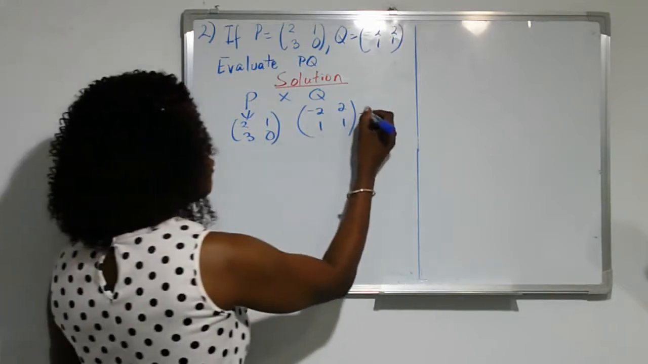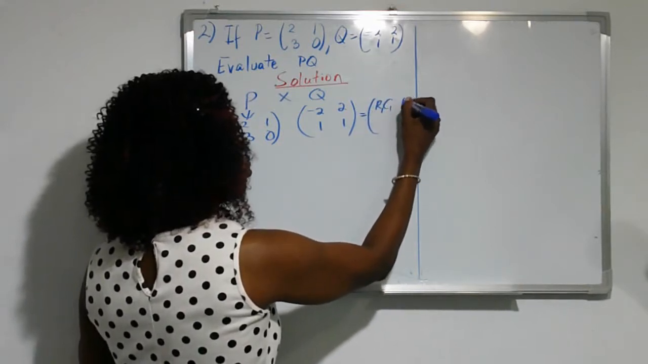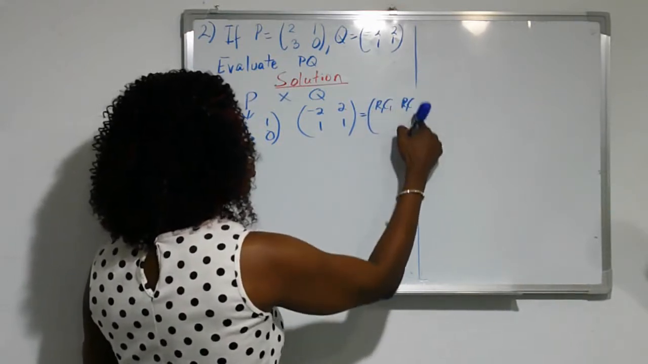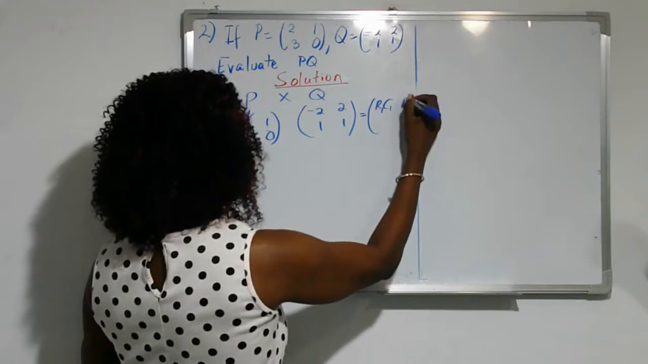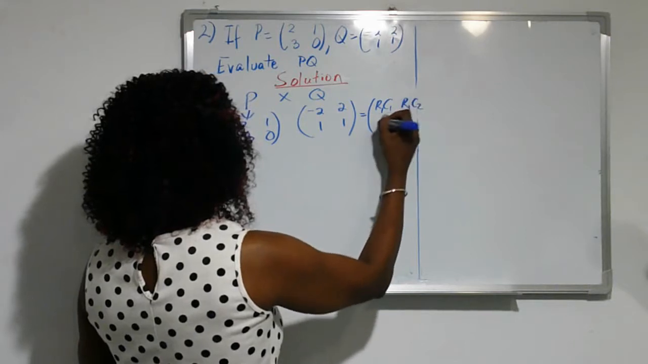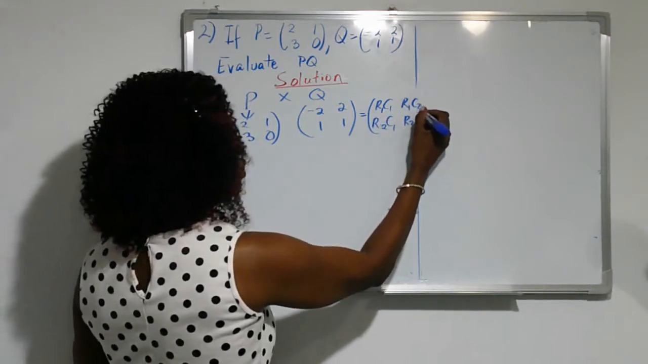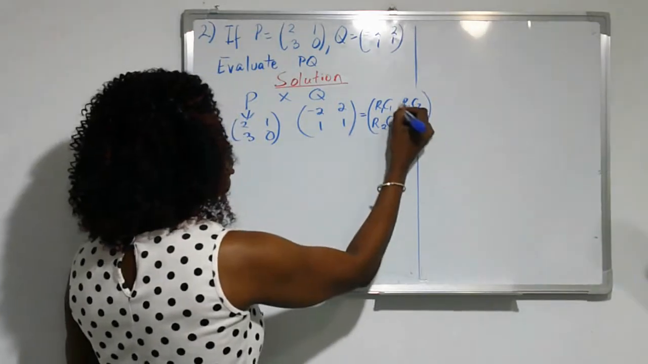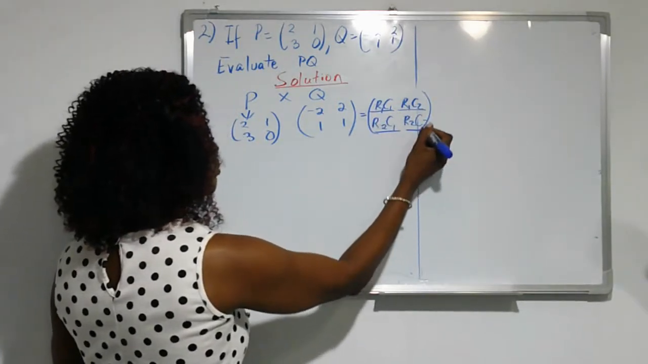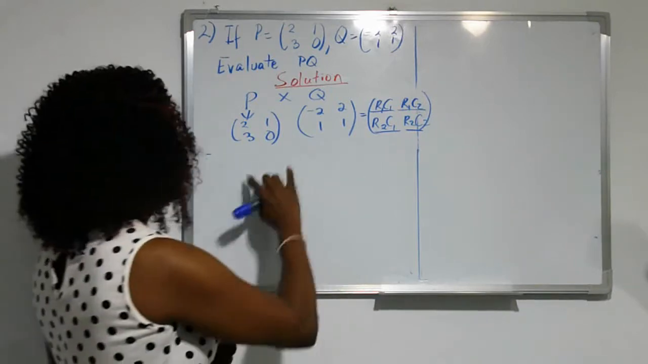Now remember that the form of our answer is row 1, column 1, row 1, column 2. And then row 2, column 1, row 2, column 2. That's the pattern for our answer. That's a pattern that you need to get. Alright, good.